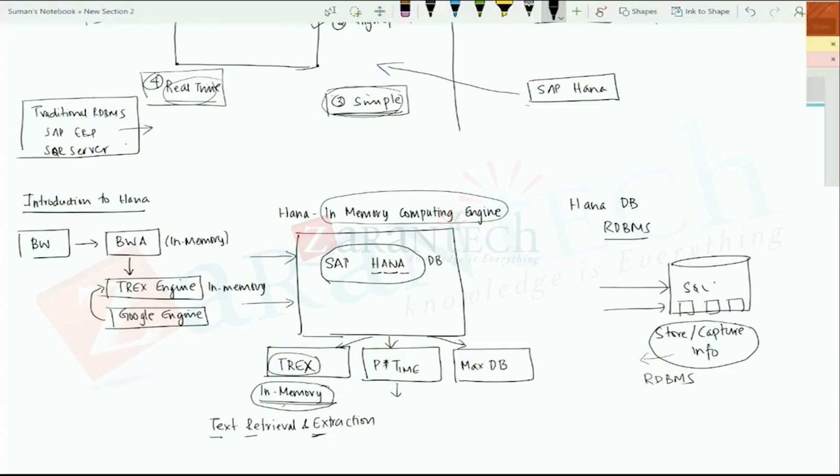It doesn't have all the bells and whistles of a traditional database like SQL Server. It doesn't come with the heaviness that a traditional Oracle database or SQL Server brings in. It has a lot of complexities, and all those complexities are stripped away. A lighter version of an RDBMS, which can do the storing or capturing of information efficiently, is available in this P*Time lightweight RDBMS. So the RDBMS capabilities that the HANA system has are brought from the technology called P*Time.